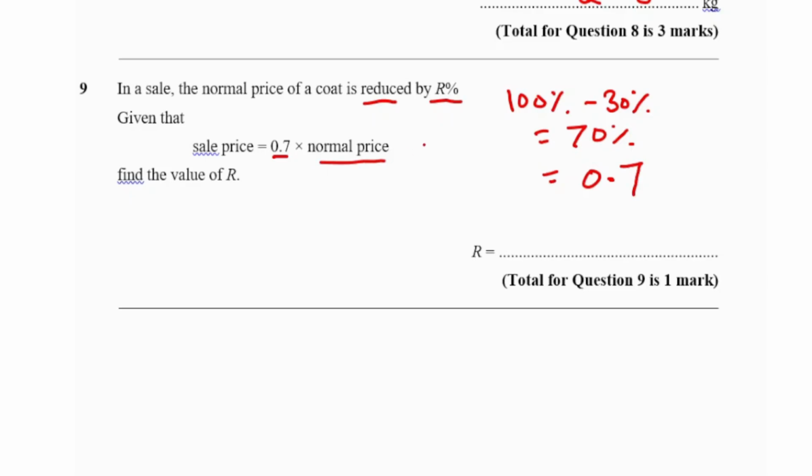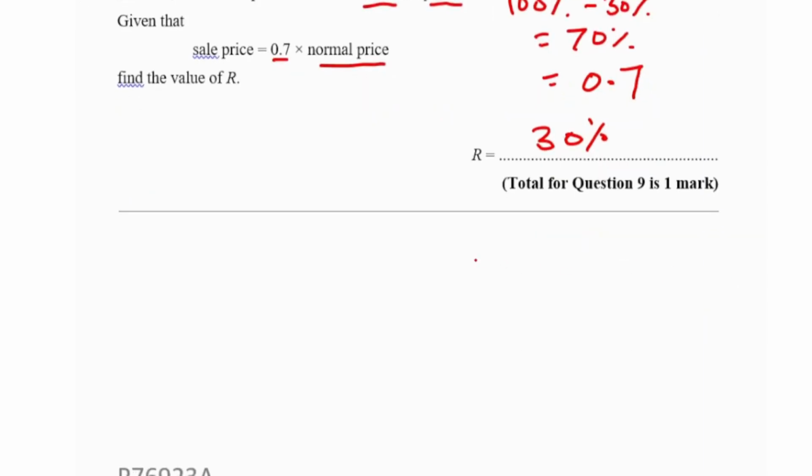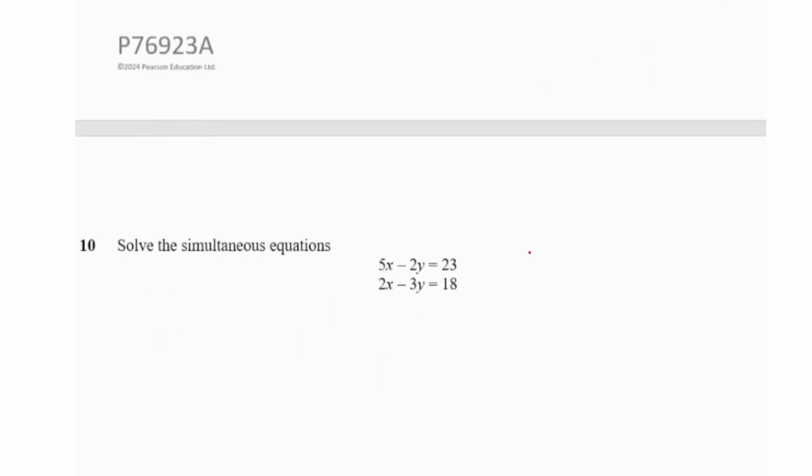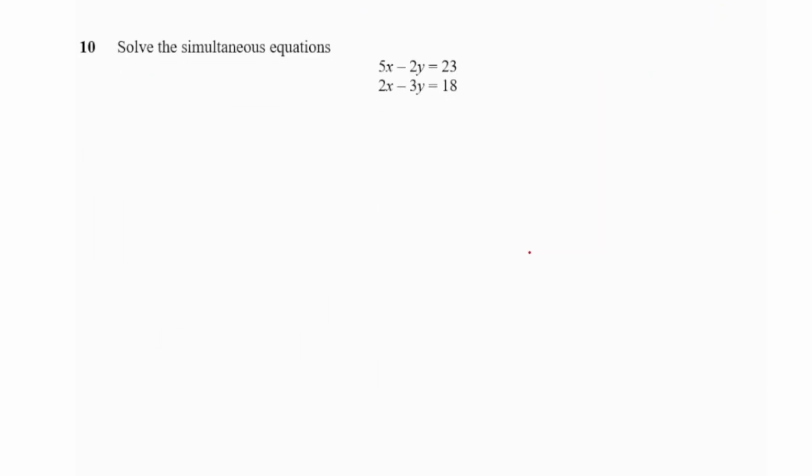It means the price is reduced, so the price reduced is 30%. So our value is 30%. This is a simple 1 mark question. Okay, let's move on to the next one. These are really simple questions that always come up in the exam.